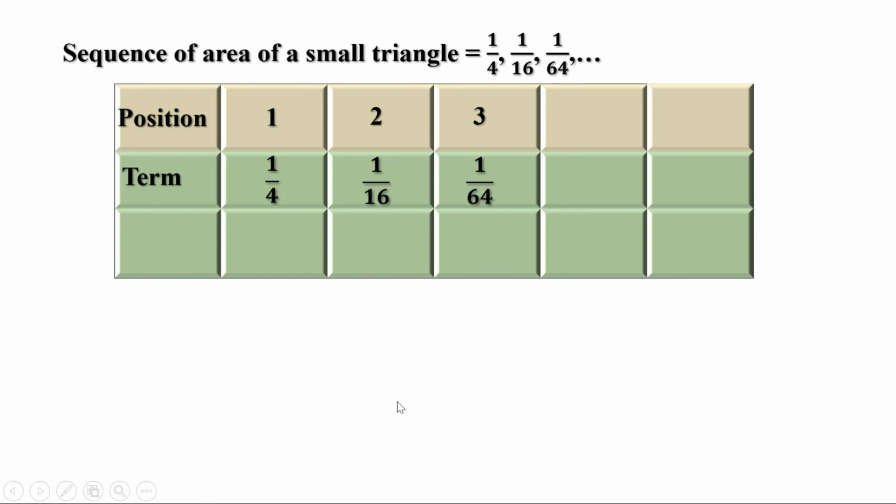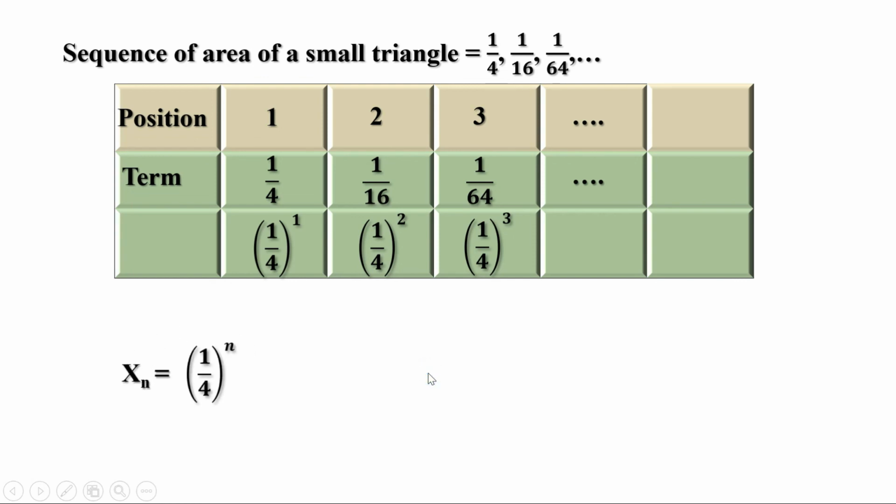So the first term can be taken as 1/4 raised to 1. Second term can be taken as 1/4 raised to 2. Third term can be taken as 1/4 raised to 3. So everywhere the base is 1/4, and therefore in the nth term also the base is 1/4. What about the power? For the first term the power is 1, for the second term the power is 2, for the third term the power is 3, and for the nth term the power is n. Therefore xn equal to 1/4 raised to n is the algebraic expression of this sequence.